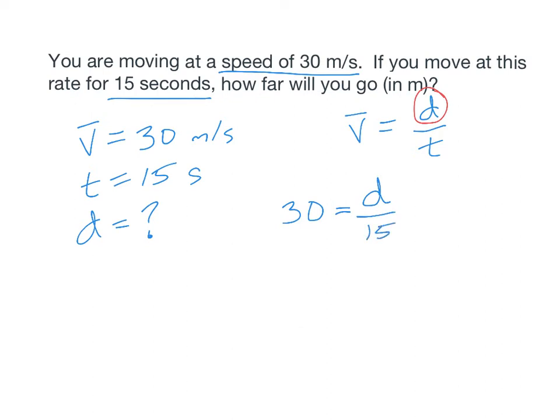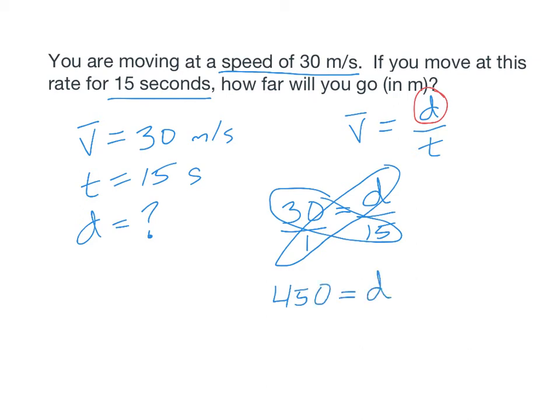A really good algebraic skill to use is cross multiplication. To do that, we're going to put 30 over 1. You can always divide a whole number by 1, and you're just going to cross these corners and multiply them. So you're going to do 30 times 15. 30 times 15 is 450. And D times 1 is just D. So that was easy. We cross multiply, we got the answer. D is 450, and that's going to have units of meters.